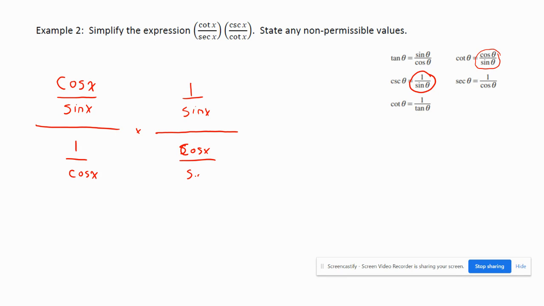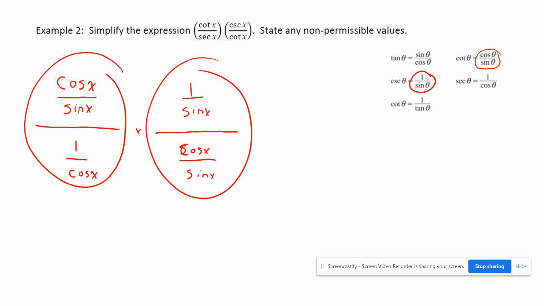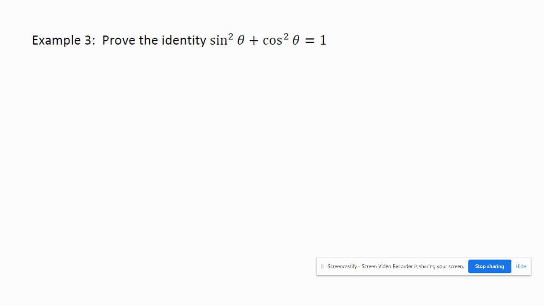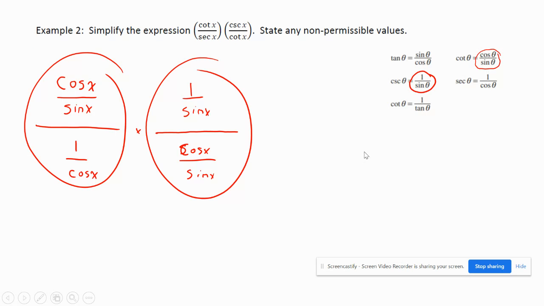A few ways I could do this, but what I'm going to do is simplify this fraction, simplify this fraction, and then multiply those fractions together. So for the first one, I'm just going to do this off to the side here. We have cos over sine divided by 1 over cos.